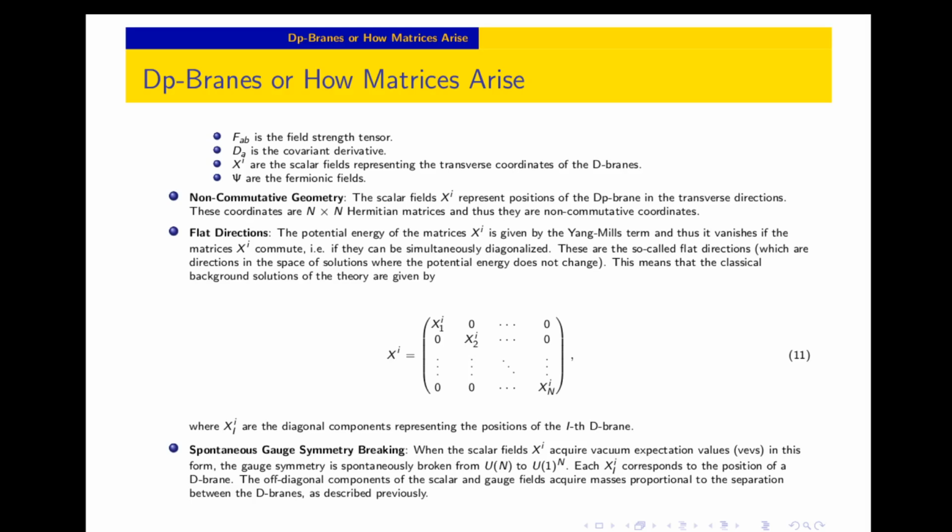When the scalar fields xi acquire vacuum expectation values, the gauge symmetry is spontaneously broken to U(1) to the power of n.